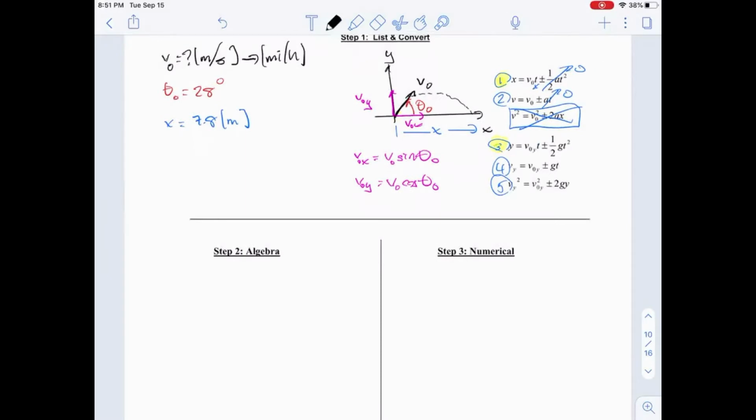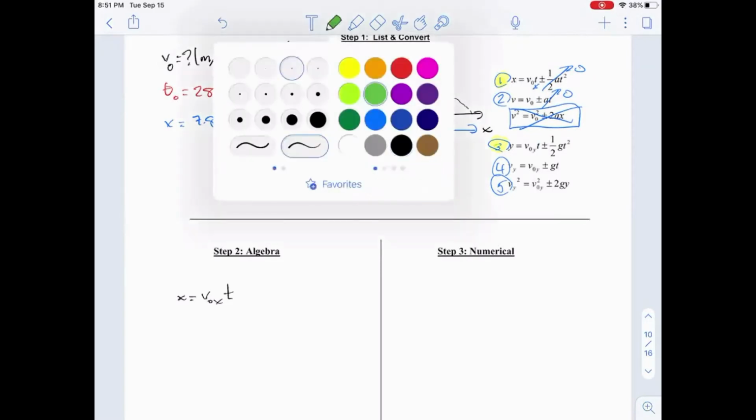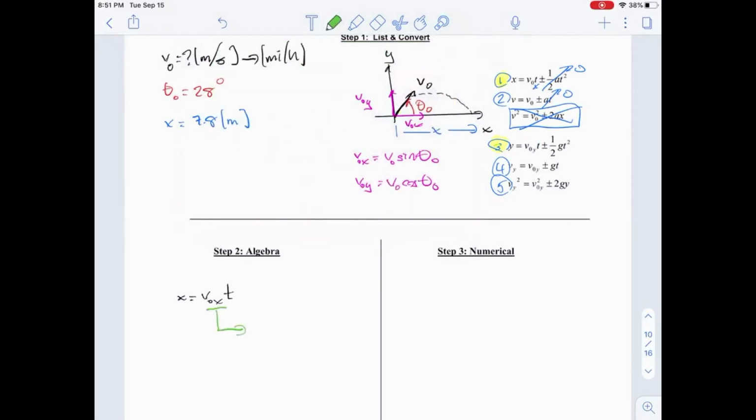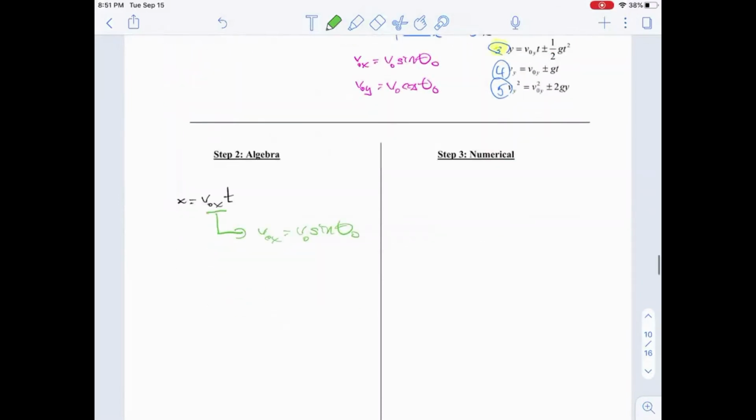I'm going to pick this one: initial speed along the X direction times time. I know the initial speed in the X direction, and immediately I can express this in terms of the initial speed that I want. So I'm just going to do a back substitution immediately.